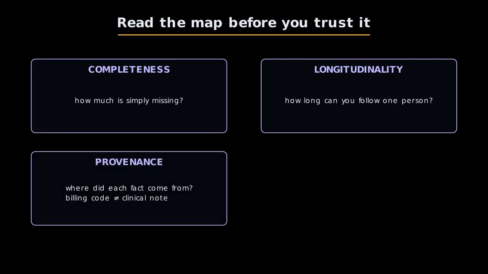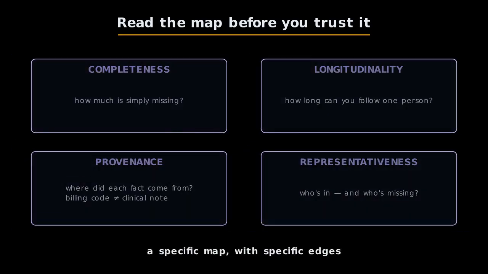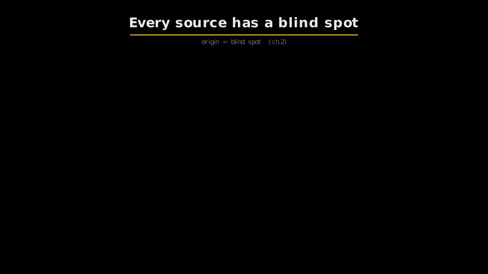Provenance. Where did each fact come from, and can you trust that source? A billing code and a clinician's note are not the same kind of truth. And representativeness. Who is in this data, and just as important, who is systematically not? Ask these 4, and a dataset stops being a magic oracle and becomes what it is: a specific map with specific edges.